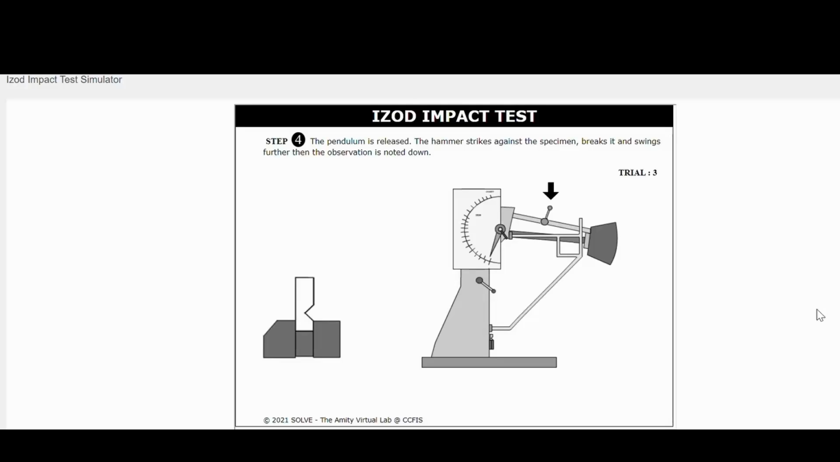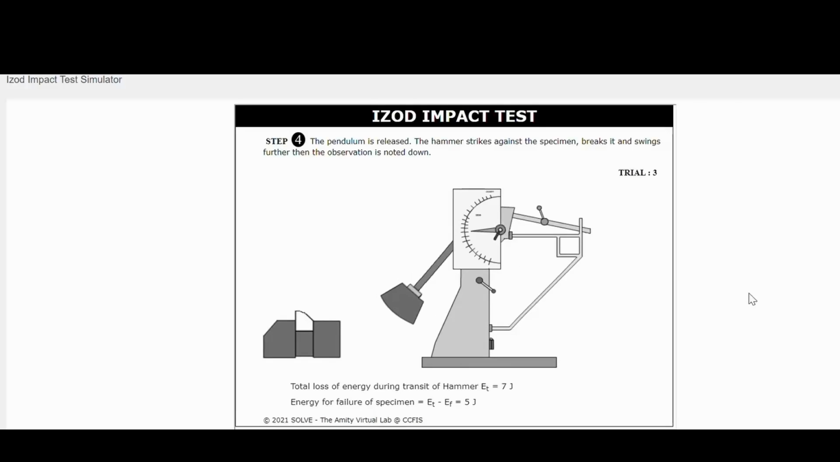Next is step 4. For trial 3, the pendulum is released. The hammer strikes against the specimen, breaks it and swings further, and the observation is noted down. Then we get total loss of energy during transit of hammer is 7 joule, and energy for failure of specimen is 5 joule.